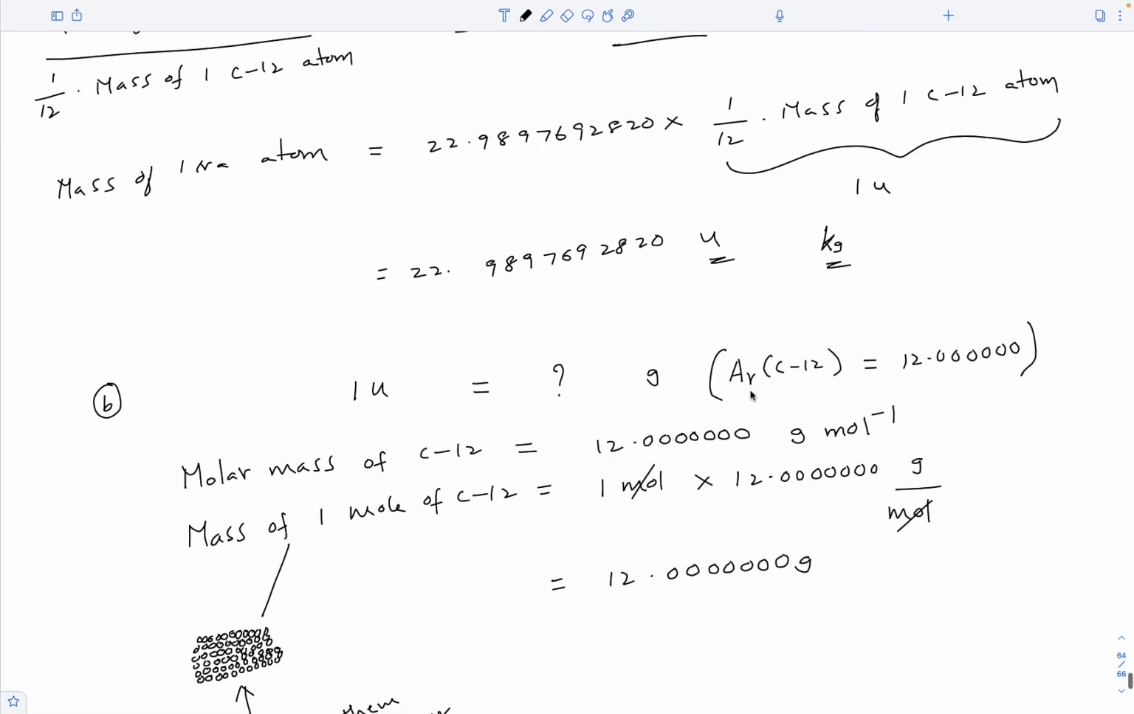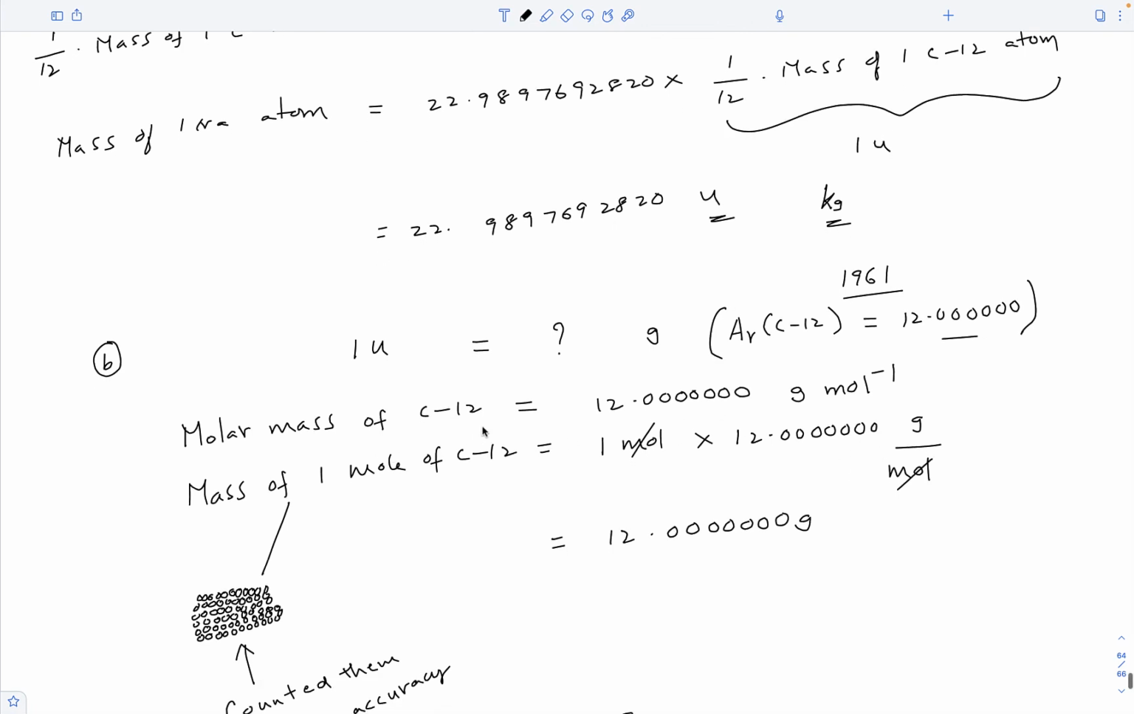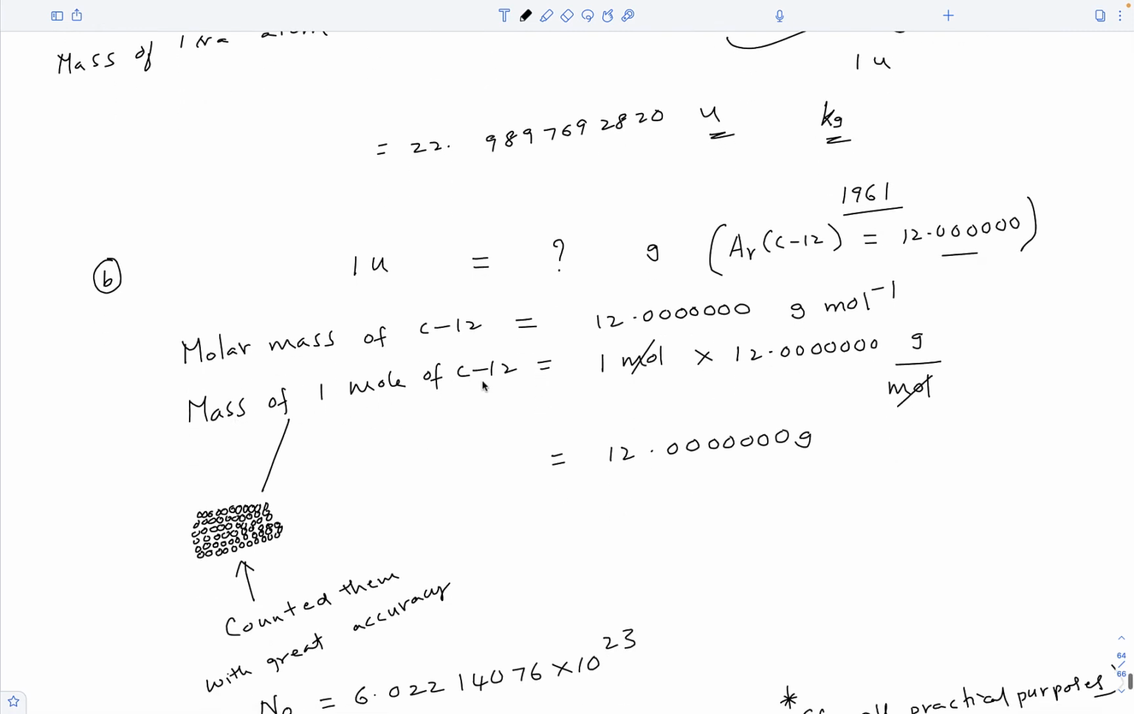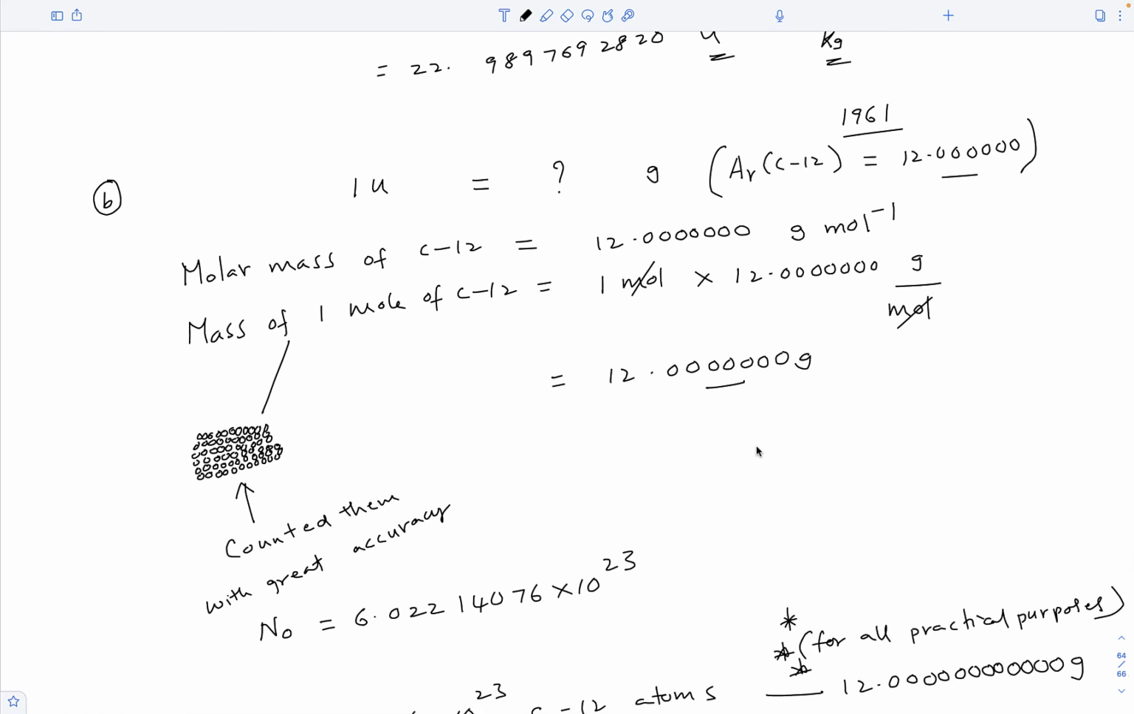See, by definition, the relative atomic mass of C12 is 12. That is what we did in 1961. And the molar mass of C12 isotope will be its relative mass in grams per mole. Then the mass of 1 mole of C12 would be 1 mole multiplied by its molar mass. So it will be 12 grams. And obviously in 12 grams of carbon 12 isotope, there will be a very large number of carbon atoms, C12 atoms.